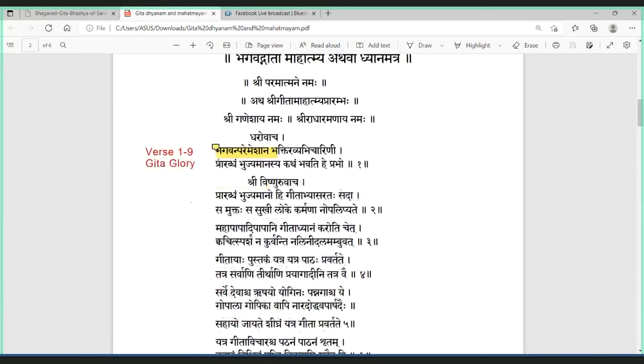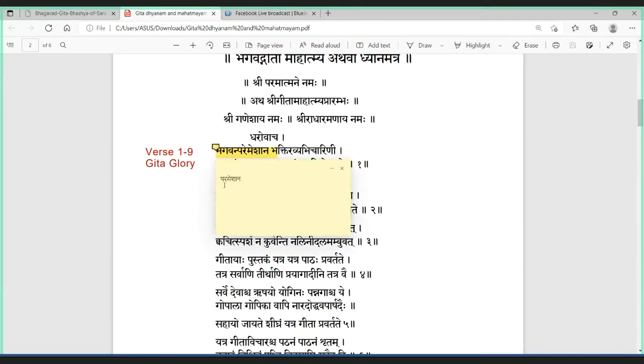Dharovacha. There is a spelling mistake in the very first verse. Bhagavan Parameshana, Bhaktiravya-vicharini Rarabdham, Pujyamanasya Katham Bhavati He Prabho. So the spelling should be Parameshana, not Paremeshana. So that's a spelling error.